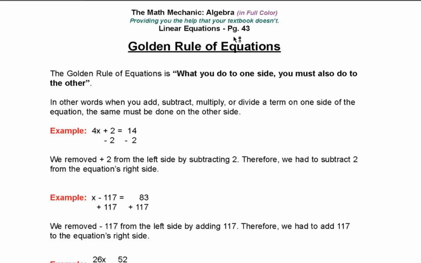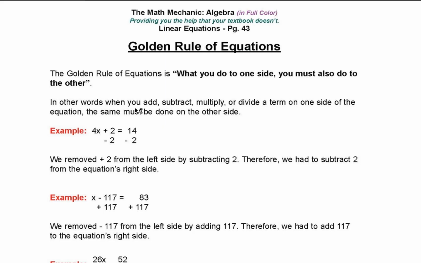This is from page 43 of the Math Mechanic Algebra tutorial. Linear equations. We are going to cover on this page the golden rule of equations. The golden rule of equations is what you do to one side, you must also do to the other side.